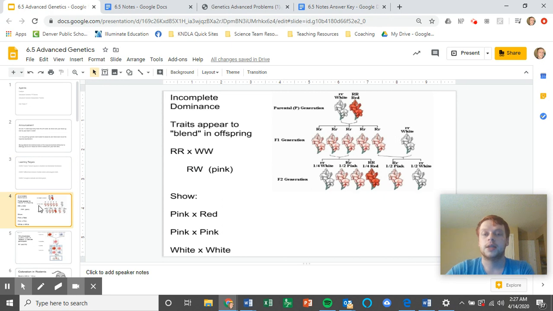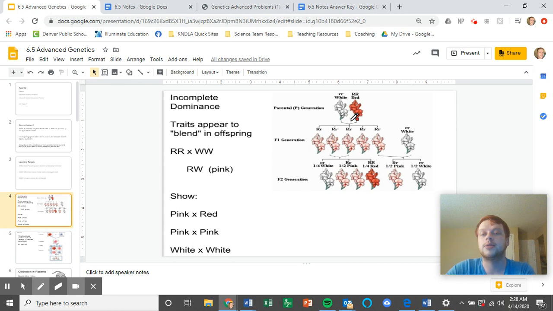So let's go ahead and get into it here. Our first type of non-Mendelian inheritance that we need to talk about is incomplete dominance. Incomplete dominance is when the traits actually blend. So if you remember in the basic genetics intro that we did, we talked about how traits don't blend together, that if you have blue eyes or brown eyes, your kids will have blue or brown eyes, that it won't mix the two. But some things don't follow that rule.